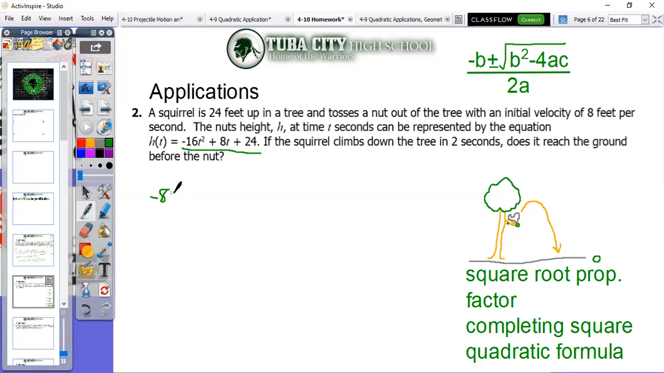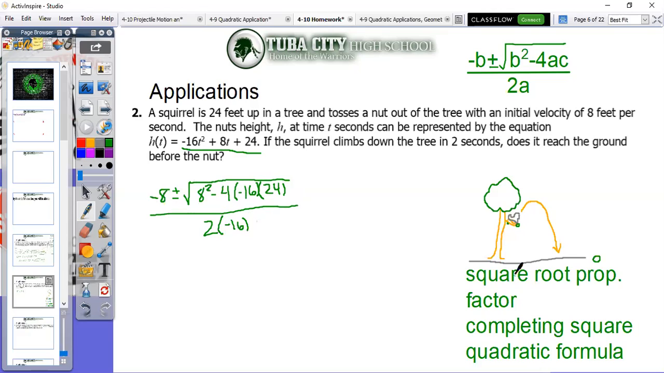Negative 8 plus and minus the square root of b squared, so this is 8 squared, minus 4a. But I don't need to put a in there, I need to put the number that is in the a position. And 2 times a, so this would be negative 16.